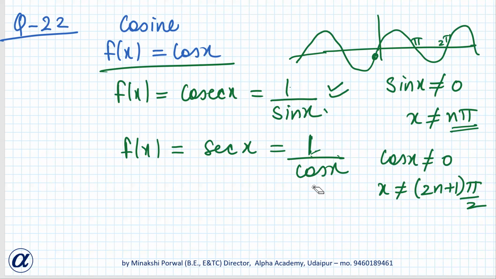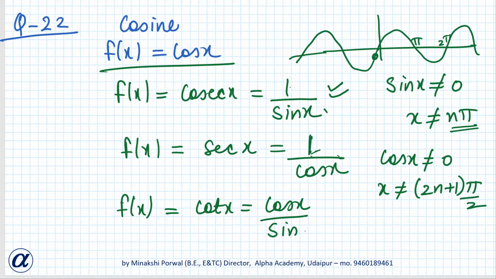Then f(x) equals cot x. Cot x is cos x upon sin x. So as cos x is a continuous function and sin x is a continuous function, their division will also be a continuous function provided sin x should not be equal to 0, or x should not be equal to n pi. Otherwise cot x will be continuous everywhere.